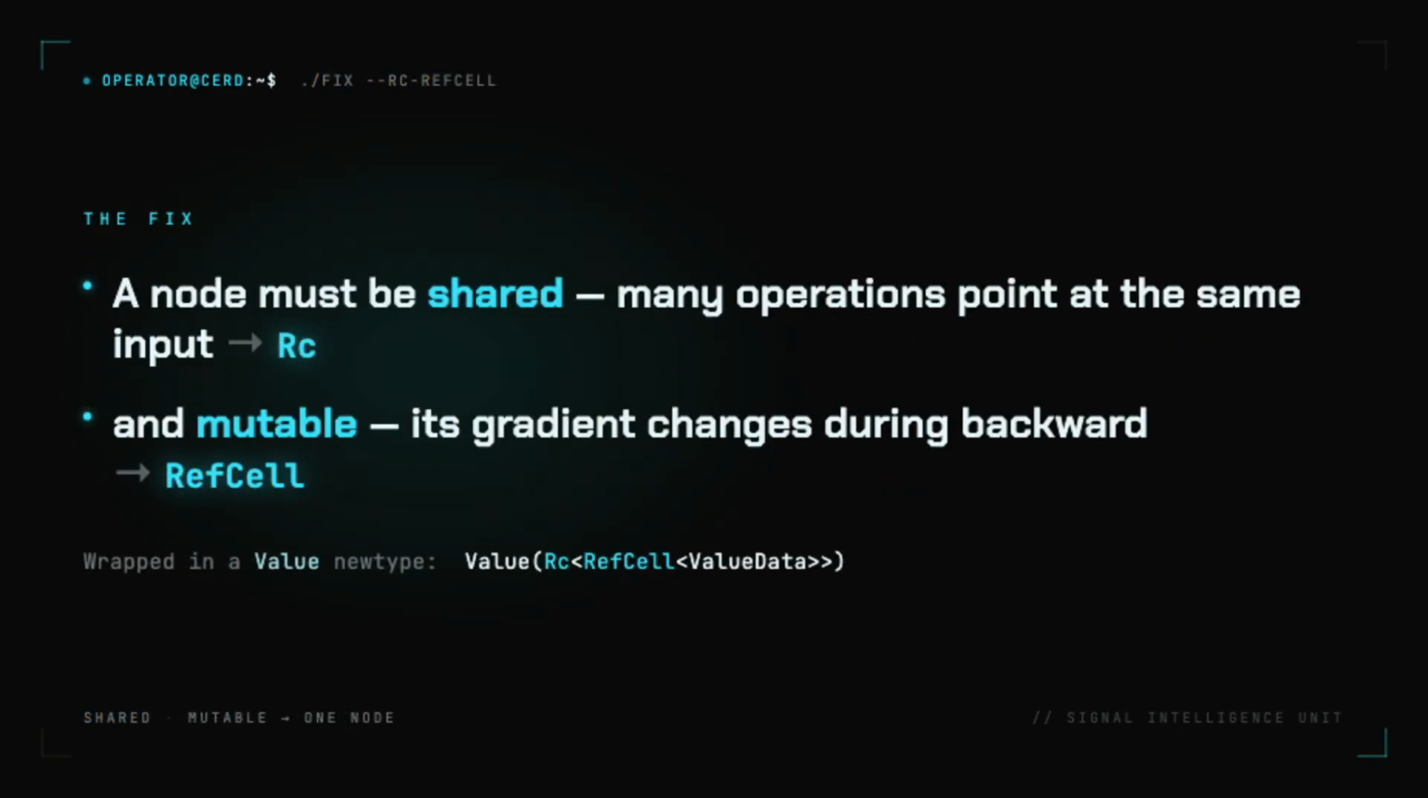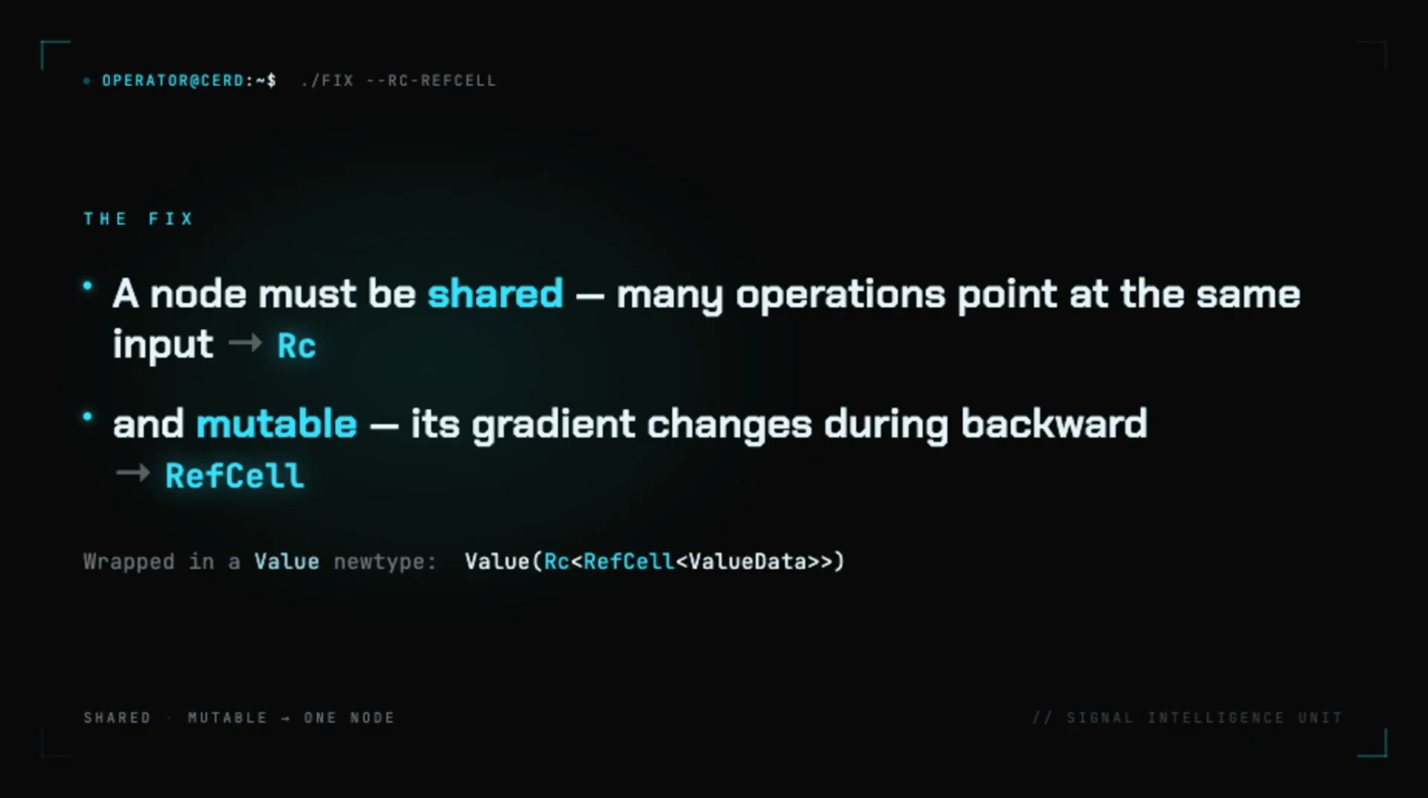So how do we fix this issue? We'll actually be using two tools, I believe. We'll be using Rc and RefCell. For us, a node needs two things at the same time. It's got to be shared, because we've got to have a bunch of operations pointing at the same node at the same time. And it's got to be mutable, because during the backward pass, the gradient will be changing. Normally, Rust won't let you have both, and that's intentional. They do it because they believe it'll stop bugs. So we have to reach for the two specific tools we mentioned earlier, Rc and RefCell.